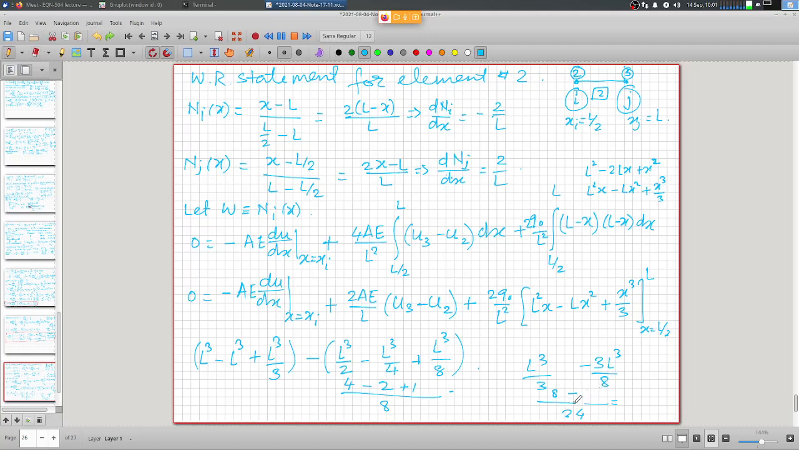The last one will be L cube by 24, na, sir. Pardon? L cube by 24, sir. Oh yes, by 24. This would be 24. Right. Calculate it, everyone.